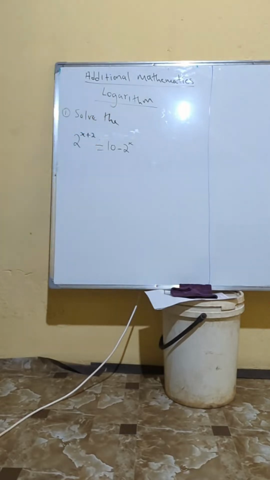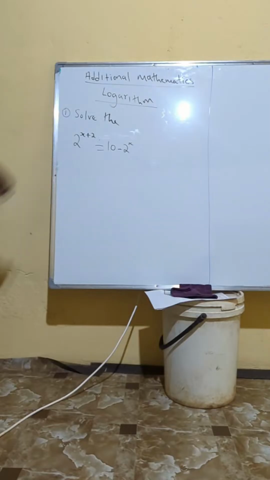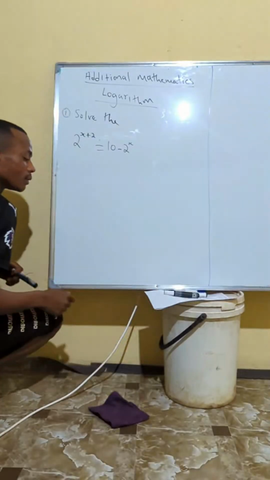Today we are going to look at logarithm in additional mathematics, and this is our first question that states: solve the equation 2 to the power x plus 2 to the power x is equals to 10 minus 2 to the power x. So how are we going to solve this question?